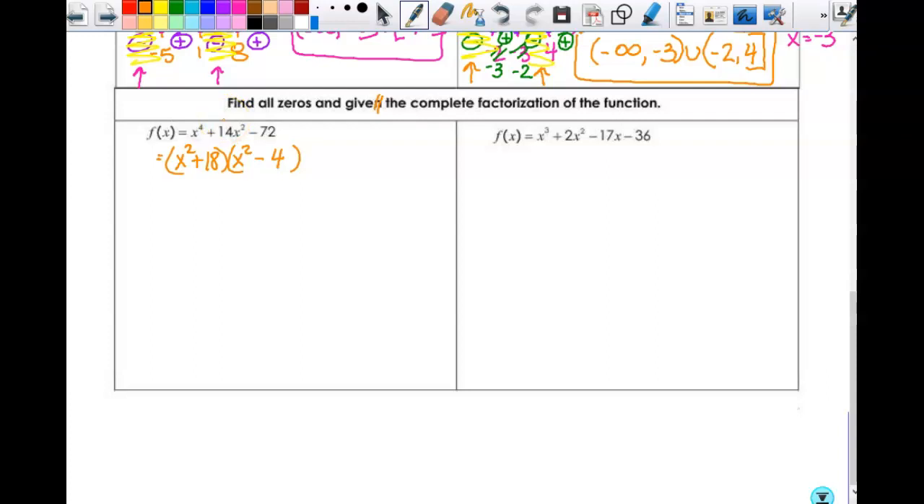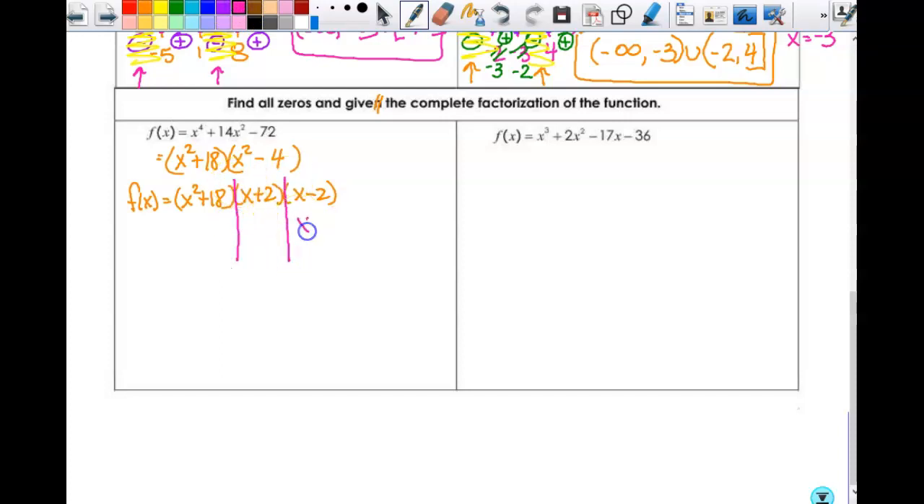Then this is a difference of squares, so I can factor that again. f of x equals x squared plus 18 times x plus 2 times x minus 2. That is right. That is completely factored as far as real numbers are concerned. That is the bare minimum of the complete factorization you need to have. But the whole point of this is for us to actually get any irrational or imaginary answers as well. So then I have to find my zeros.